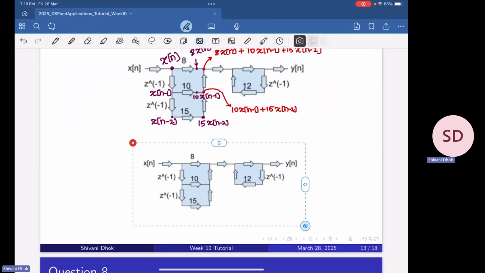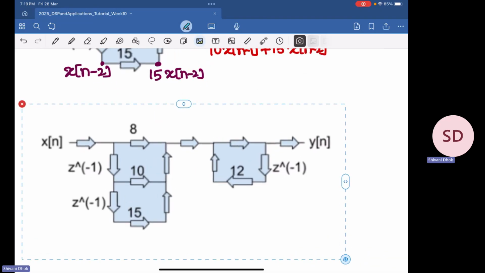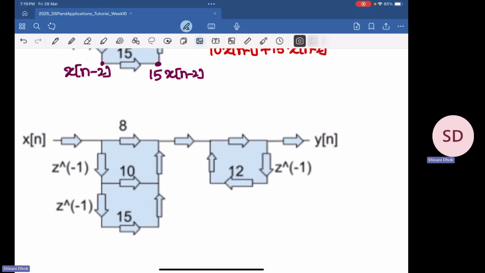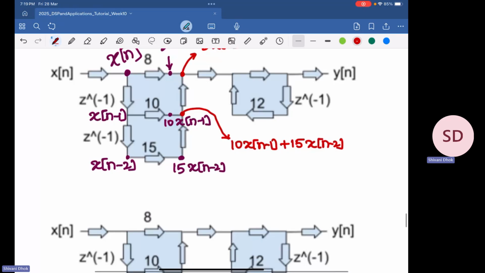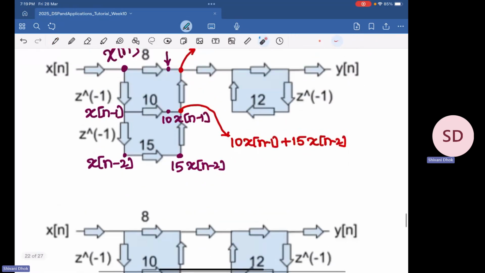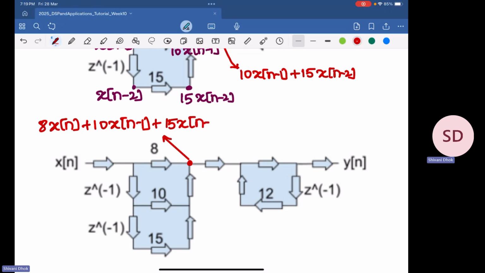Now since it is very crowded, I'll just copy paste the same image here and use it. We have it here like this, and at this particular point we have found out what we have got. I'll just write it down on this side. So we have 8 times x of n plus 10 times x of n minus 1 plus 15 times x of n minus 2.